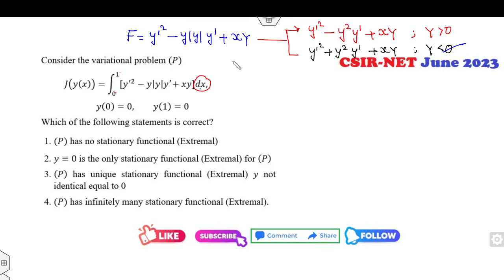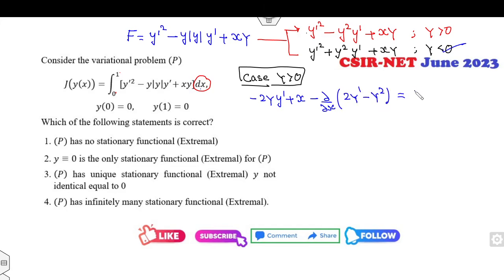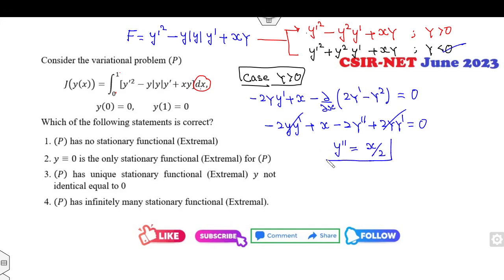Fine. Now write the Euler equation. Firstly, I can take the positive case, when y is positive. So it's minus 2y y dash plus x minus the partial derivative of 2y dash minus y square is 0. Open this bracket: minus 2y y dash plus x minus 2y double dash plus 2y y double dash y dash is 0. So that means y double dash is x over 2.